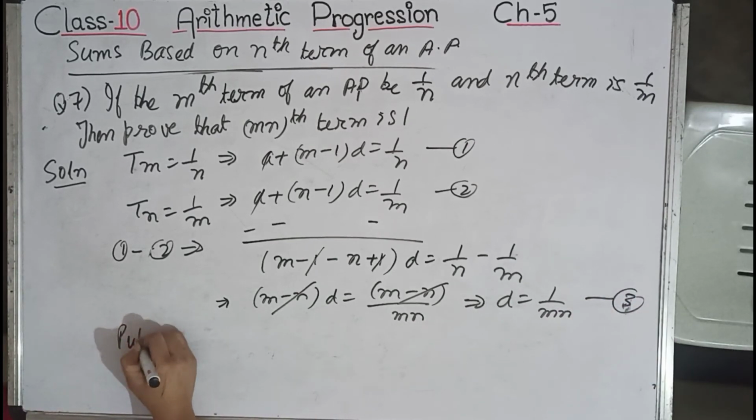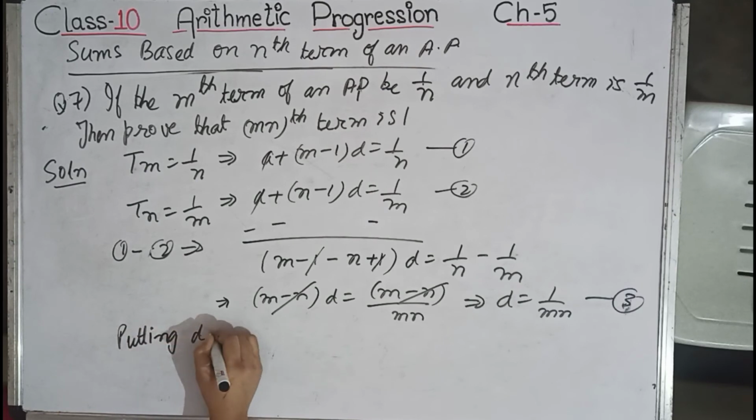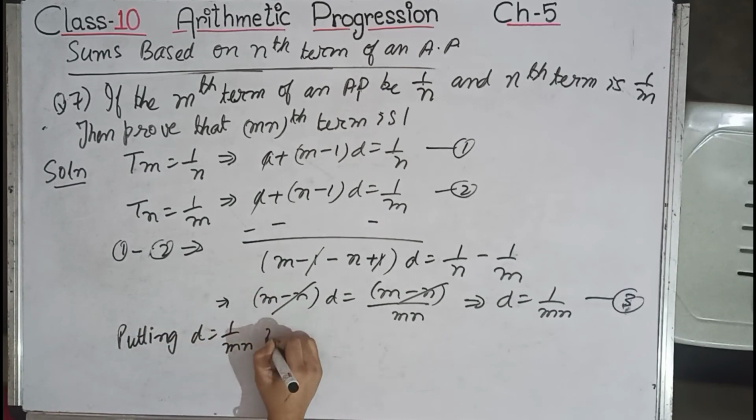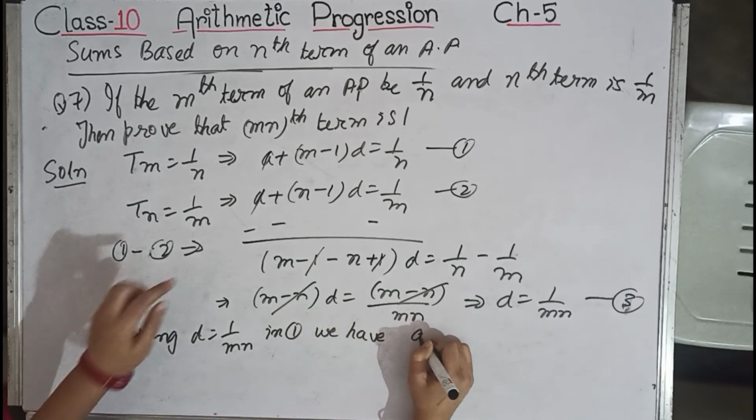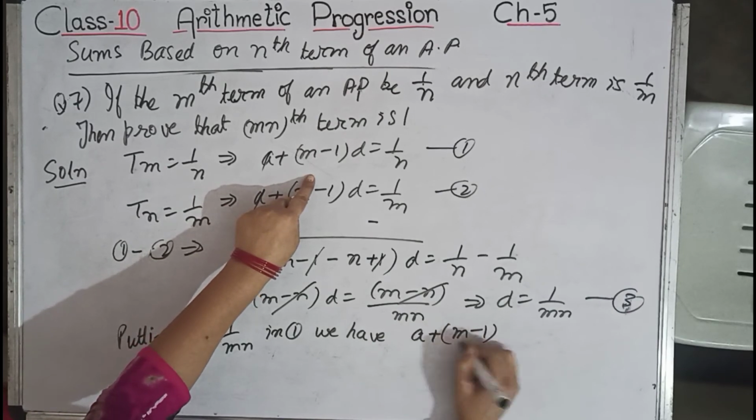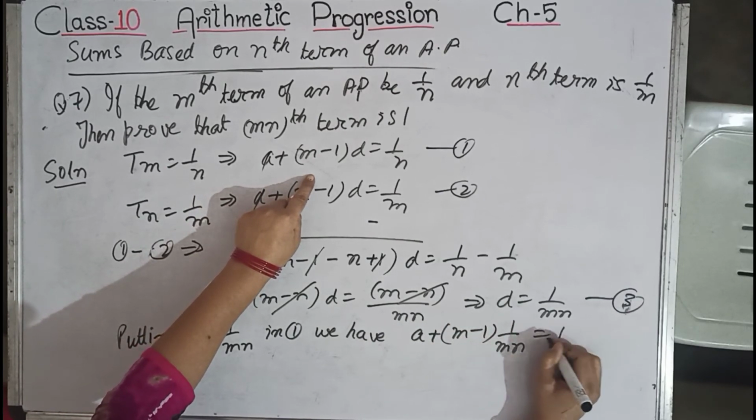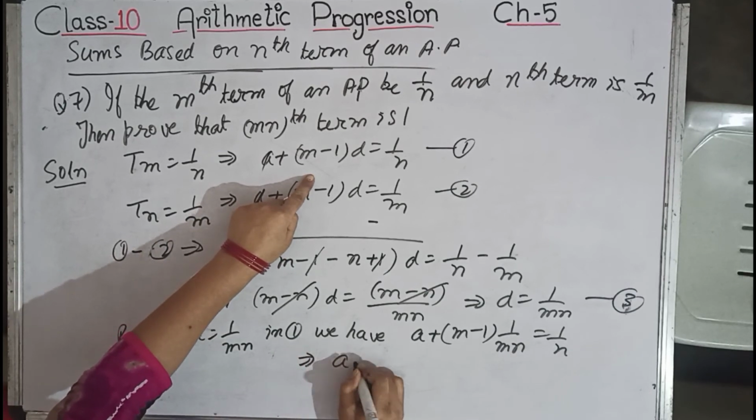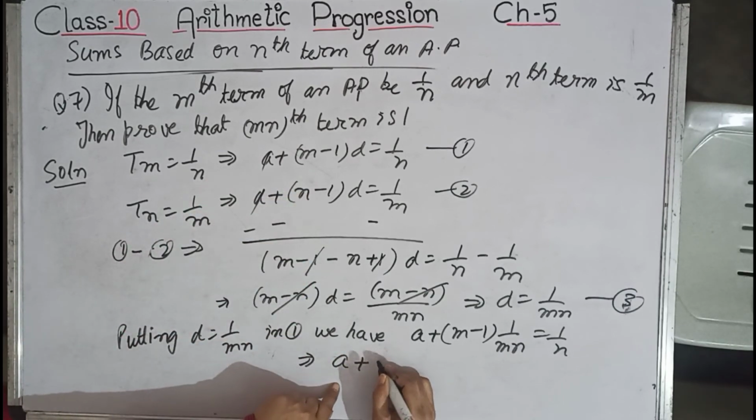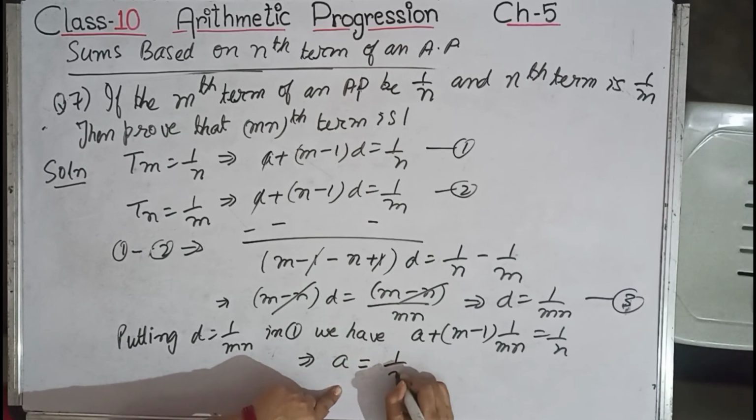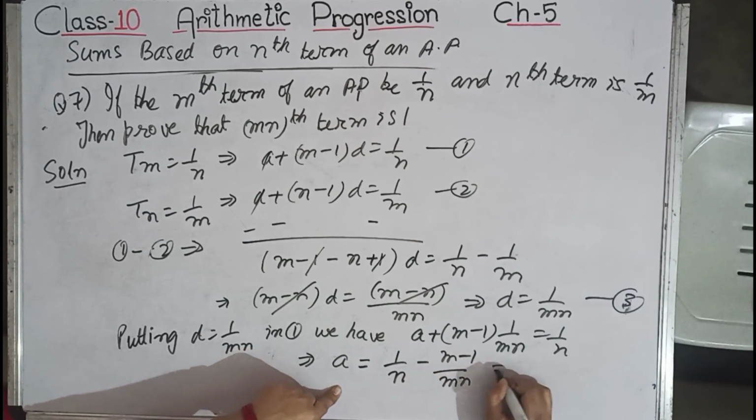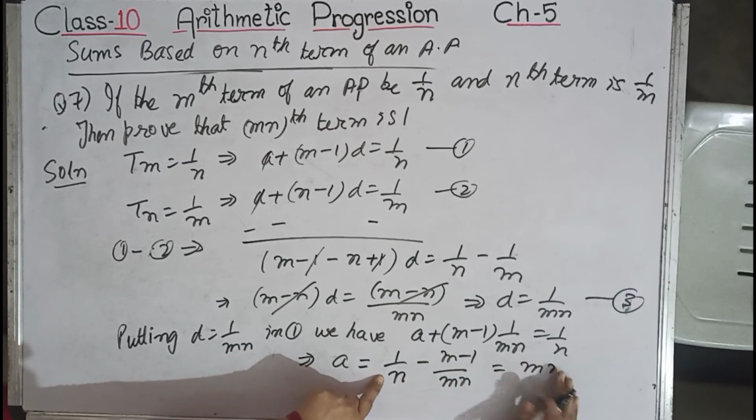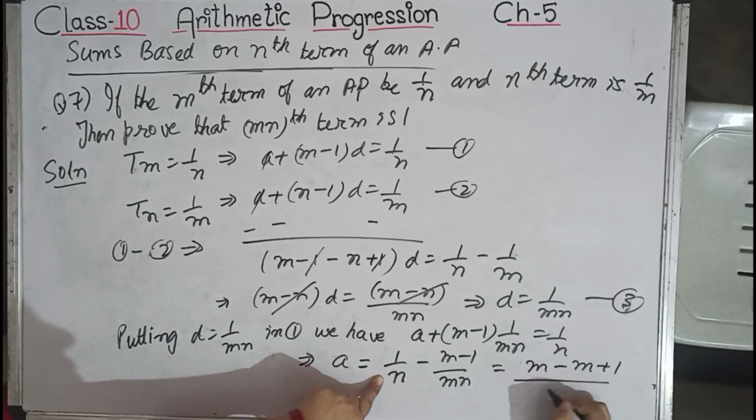Now putting d equals 1 by mn in either of the equations, let us put it in the first. We have a plus (m minus 1) into 1 by mn equals 1 by n. This implies a equals 1 by n minus (m minus 1) by mn, so this will be equals to m minus of m plus of 1 by mn.